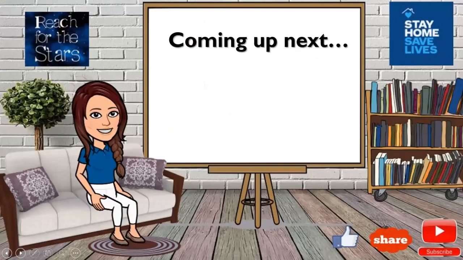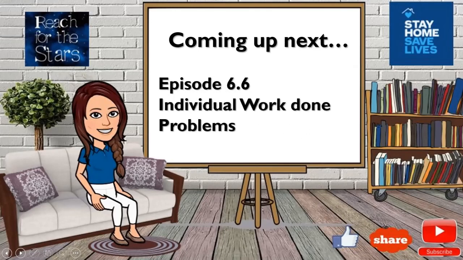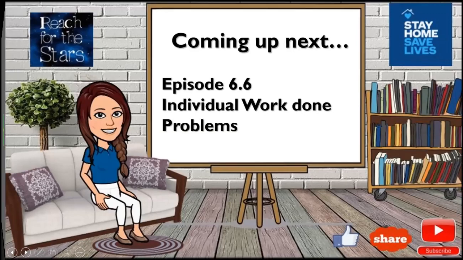Next, we have our episode 6.6, which will be dealing with work done related problems. Okay, individual work done. For example, we have like two persons. One is doing this much amount of work in 3 days. Another one is doing the same amount of work in 5 days. And if both of them work together, how much time will they take to complete the entire work? It would be like that. Okay, so stay tuned. Thank you.